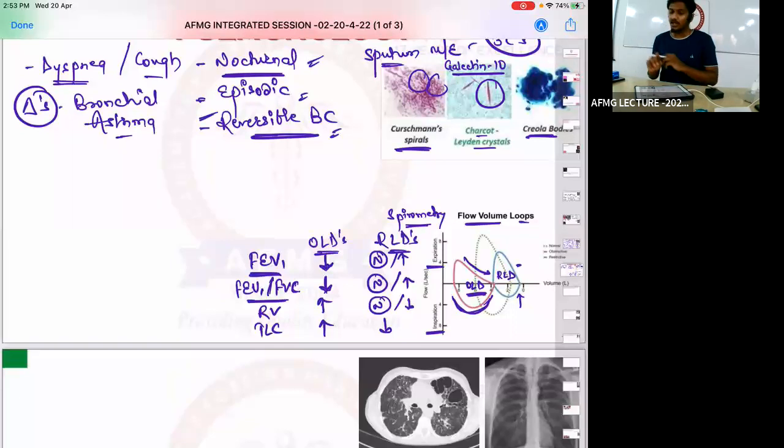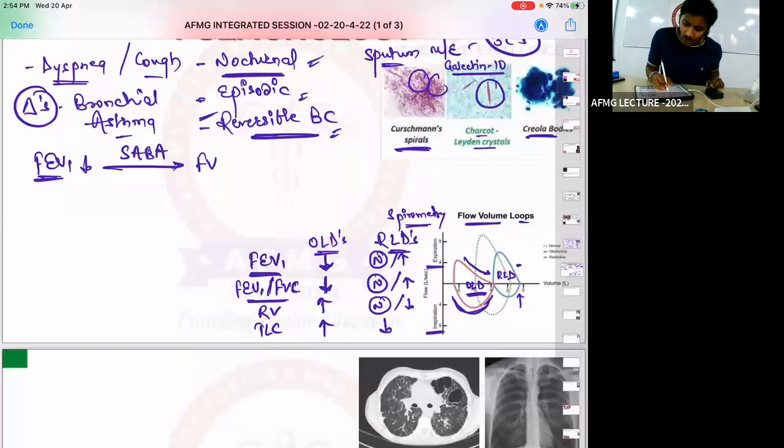Okay, so this is how you differentiate. Please remember, you will check for FEV1, it will be low after giving which drug? Salbutamol, that is a SABA, short-acting beta-2 agonist. If the FEV1 becomes normal or improves by more than 12%, then it is diagnostic of bronchial asthma. So the investigation of choice for bronchial asthma is spirometry.